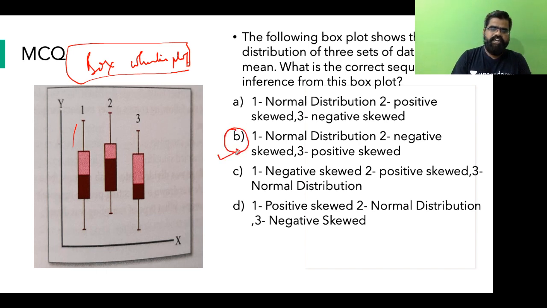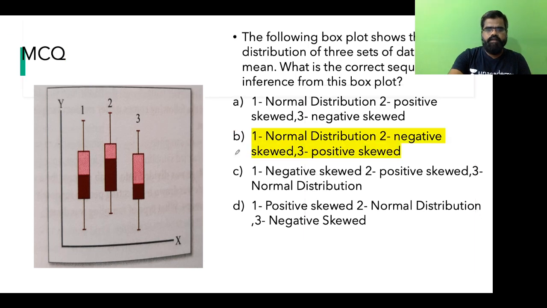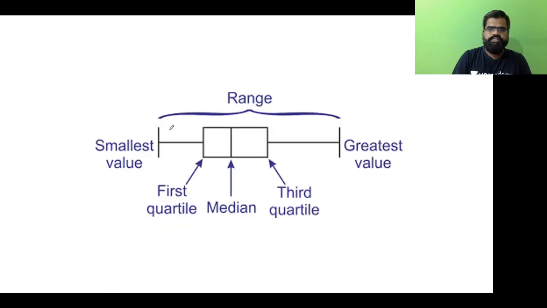Okay. Now, let me explain. Please try to concentrate on this. And first of all, student, you see this. This is the box and whisker plot. So let's start from the smallest value. So this line is a whisker. So this is your smallest value. And this box is taken as quartile box. You see, it's a quartile. And then you have the highest value, the greatest value.